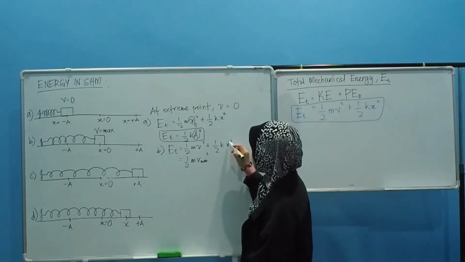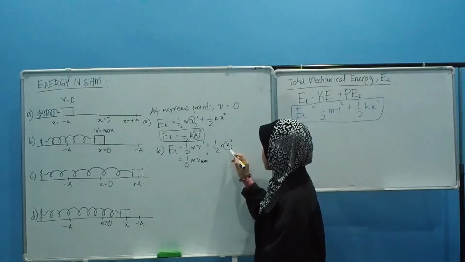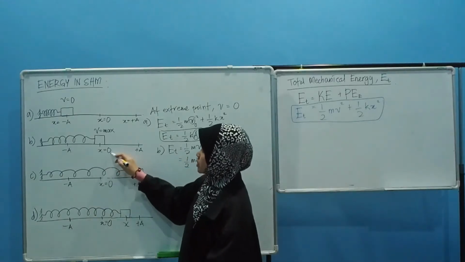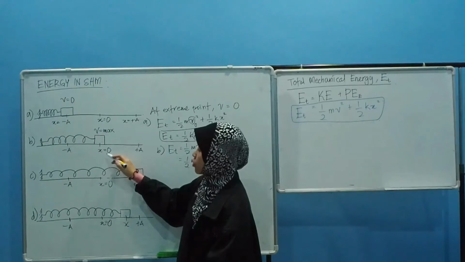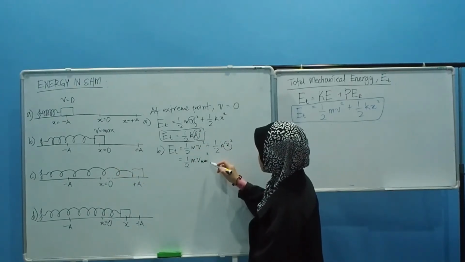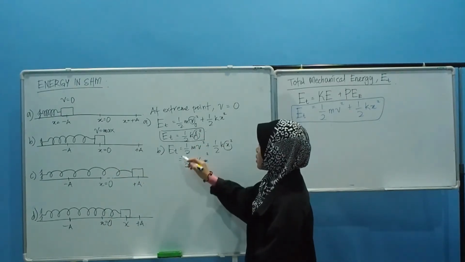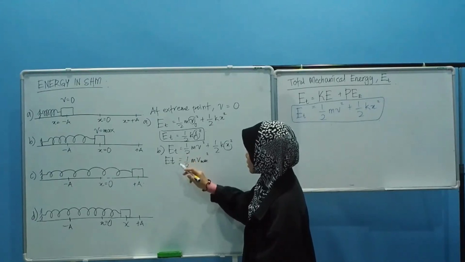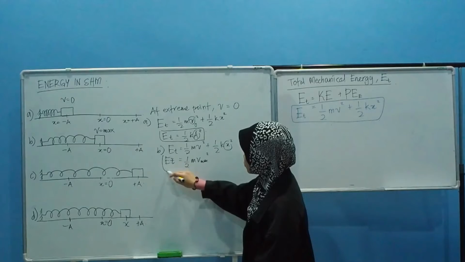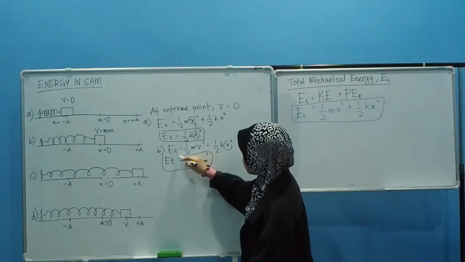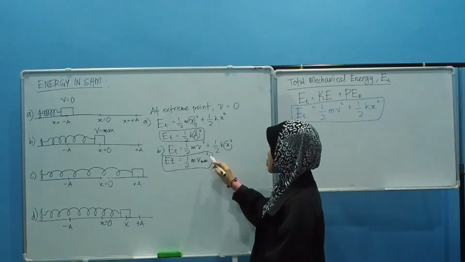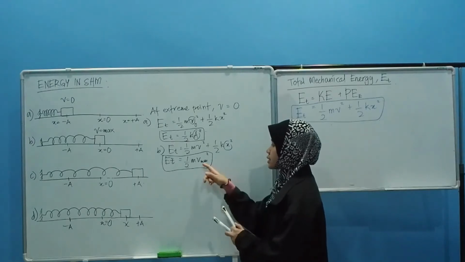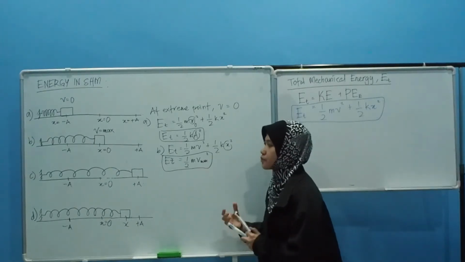Okay, and then what about the value of x here? The value of x here is equal to 0 because it is at the equilibrium point. So here you substitute 0, it becomes 0. So the total energy at the equilibrium point is equal to half m v squared, where v here is the maximum velocity.